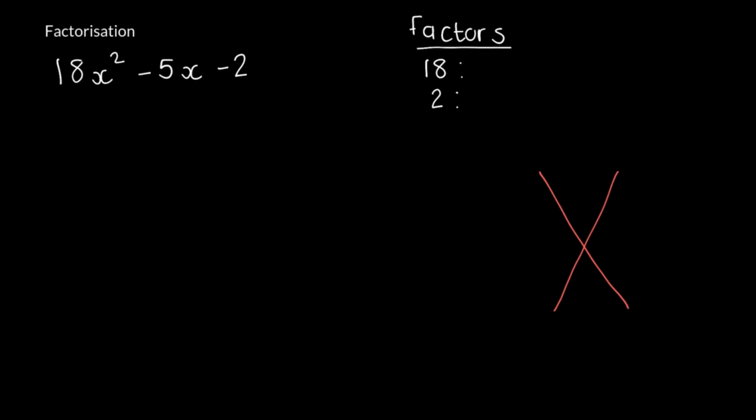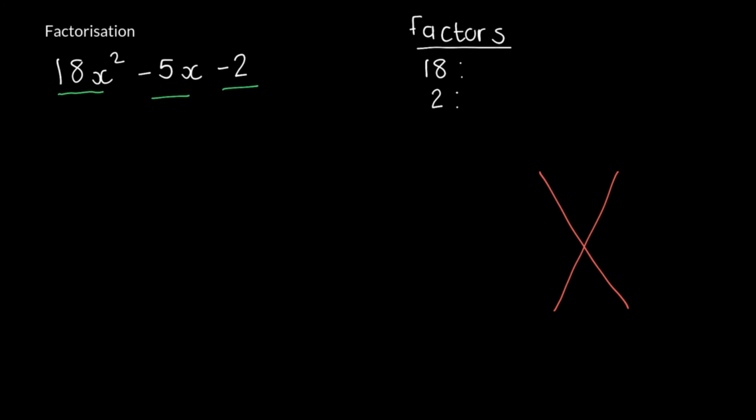So we need to remember that when we're factorizing, we need to consider all the factors of all the numbers that we need to work with here. So remember the rule that we have to use in this case. We're looking for two numbers that are going to multiply to give us 18 and two numbers that are going to multiply to give us -2. And these two numbers, when we minus or plus them, they need to give us -5.